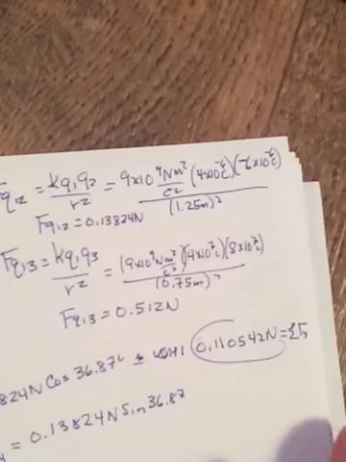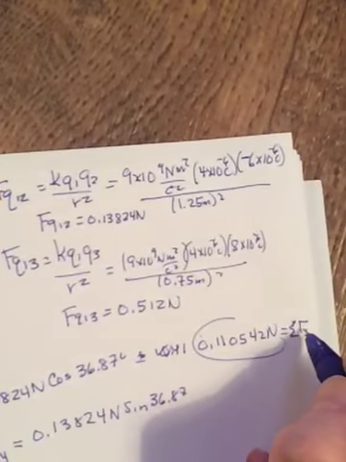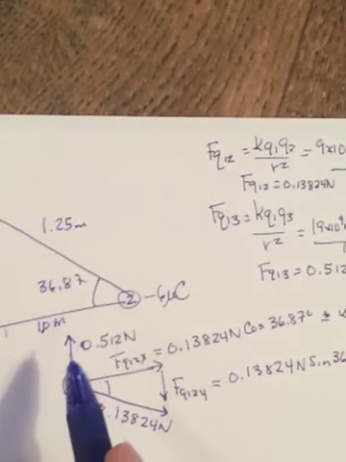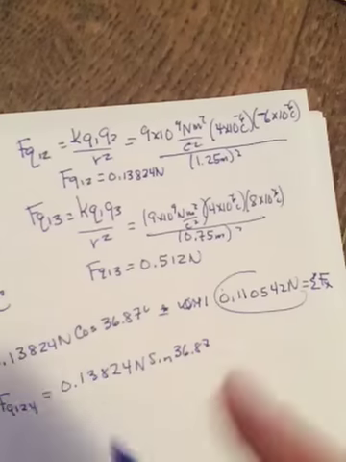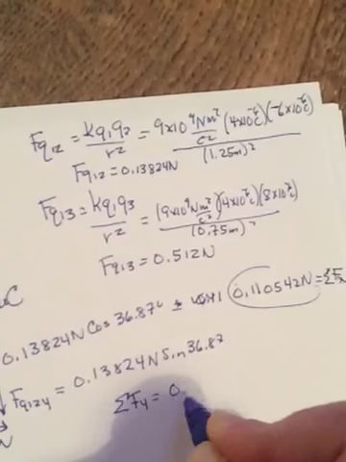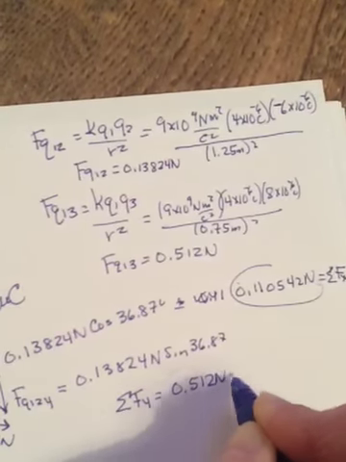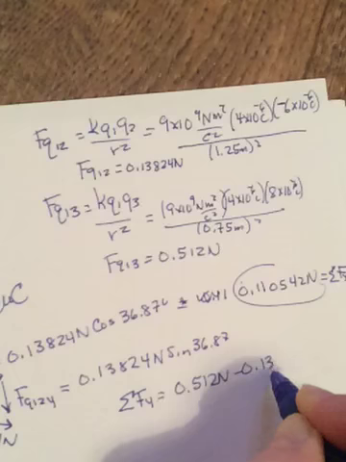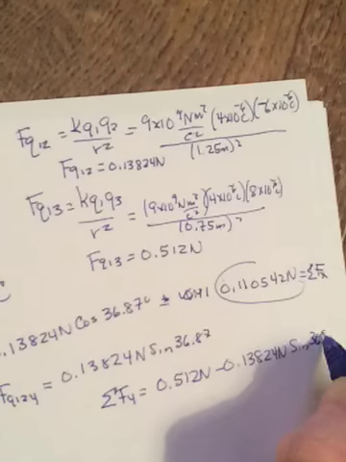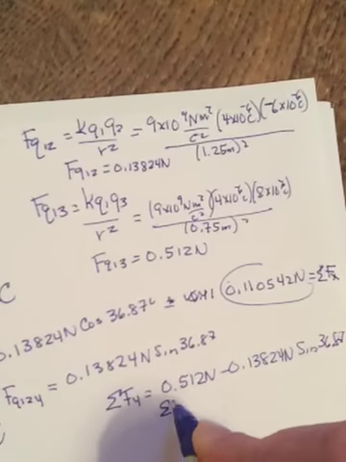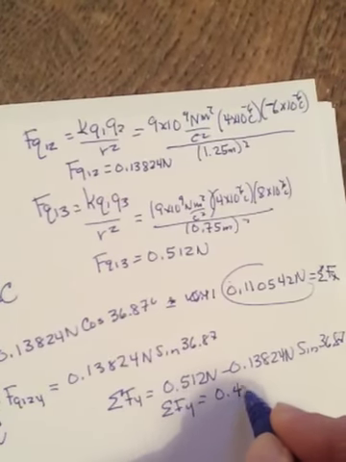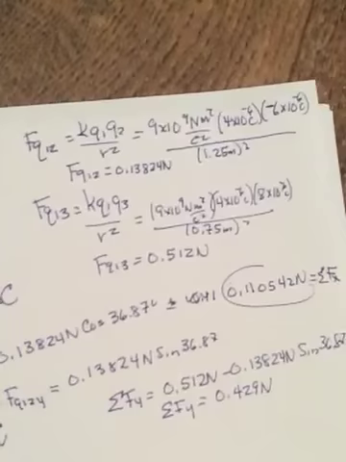And that's going to be your total in the x, because there's only one force acting in the x. Okay, but your total in the y, you're going to have to subtract them. So your total in the y will be your 0.512 newtons minus this 0.13824 newtons sine of 36.87. And so your total in the y ends up being 0.429 newtons. Okay?